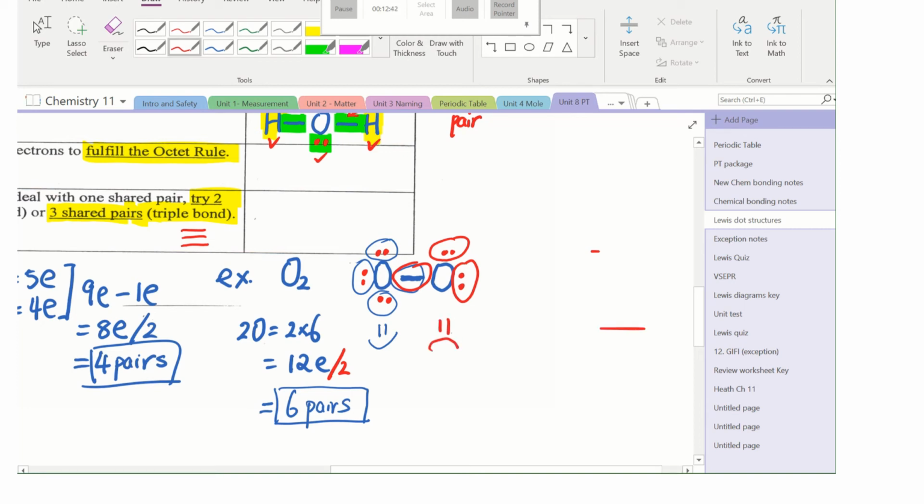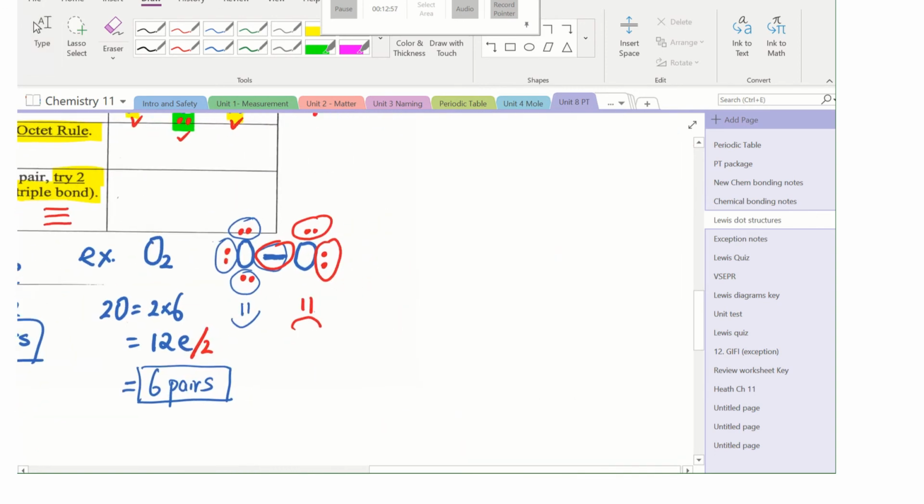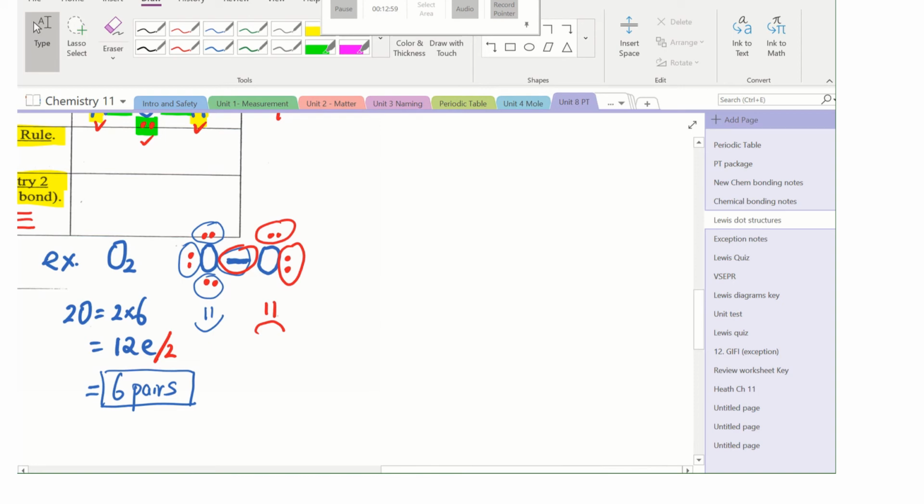Okay, so what does this mean? This means we have to move on to step number 6. So step number 6 says if you cannot fulfill the octet with 1 shared pair, now you need to try a double bond. Okay, so as you can see here, the one on the right hand side is not happy. So this is the wrong molecule. So we're going to try 2 shared pairs. That means a double bond like this.